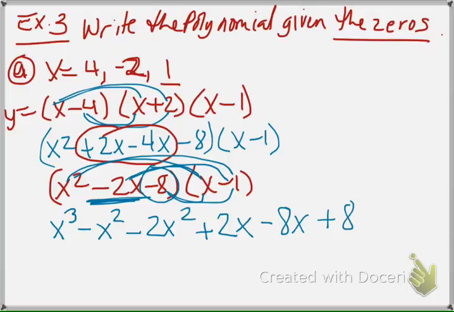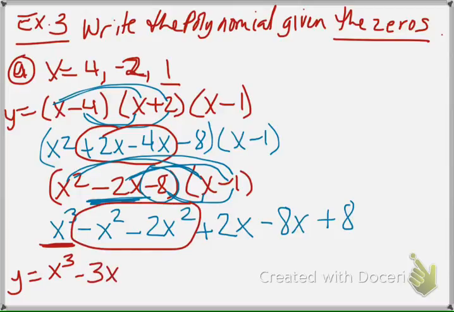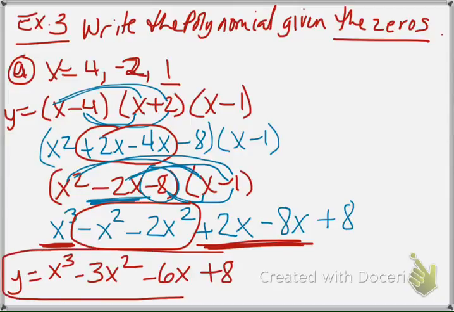So, this one, could it be combined with anything? No. So, y equals x cubed. These two become a what? Negative 3x squared. These two become a negative 6x. And the 8, we cannot combine it. So, that's it. We're done.